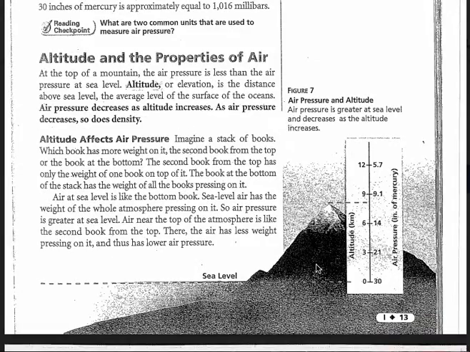Altitude and properties of air. At the top of a mountain, the air pressure is less than the air pressure at sea level. Altitude, or elevation, is how far you are above sea level, the average level of the surface of the oceans. So sea level, they're saying, is the average level of the surface of the oceans. That was a confusing sentence. So altitude is how high something is above sea level. Air pressure decreases as altitude increases. As air pressure decreases, so does density.